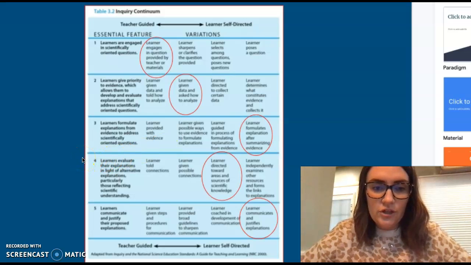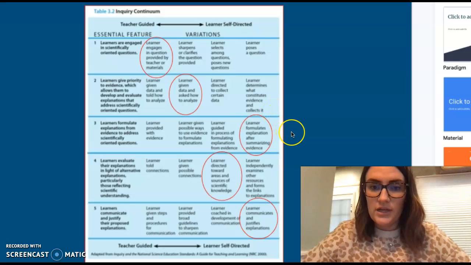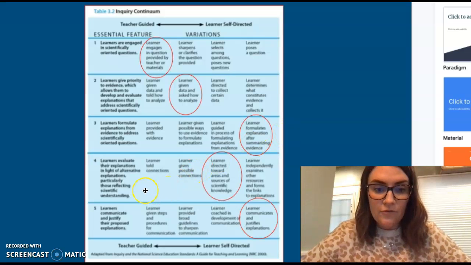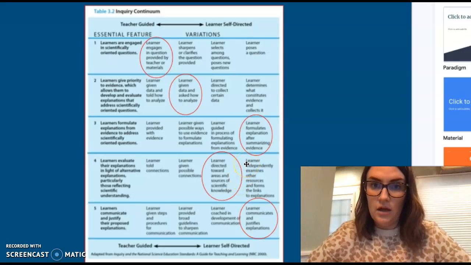Number 3, learners formulate explanations from evidence to address scientifically oriented questions. I gave this "learner self-directed," where learners formulate explanations after summarizing evidence. The students are the ones who conducted the investigation, and they were able to explain what happened and whether their process actually did in fact work. Number 4, learners evaluate their explanations in light of alternative explanations, particularly those reflecting scientific understanding. I gave this "learner directed toward areas of scientific knowledge."